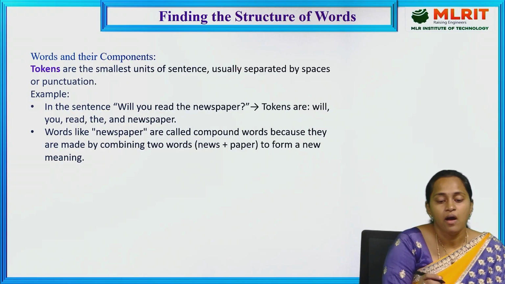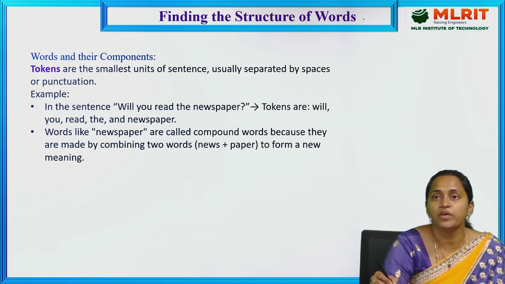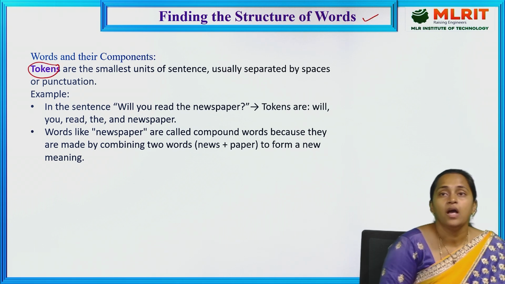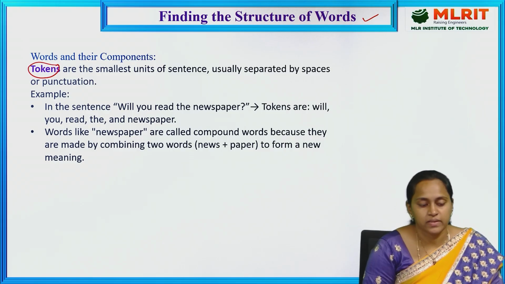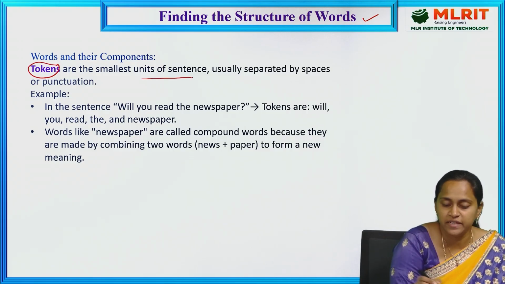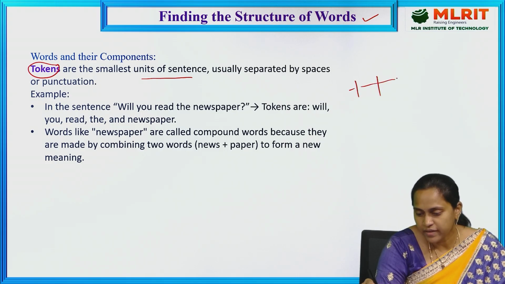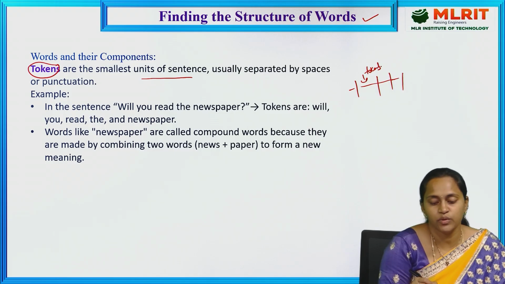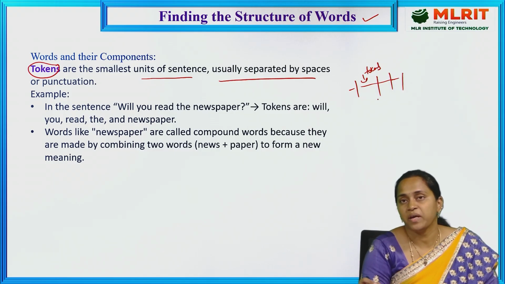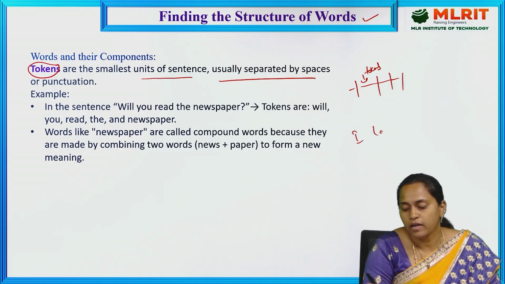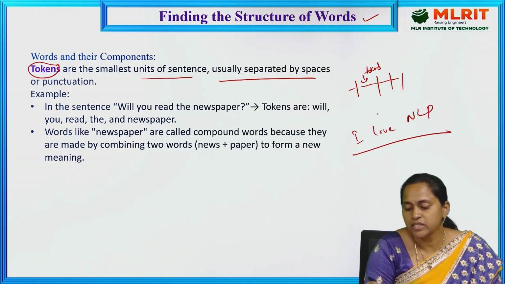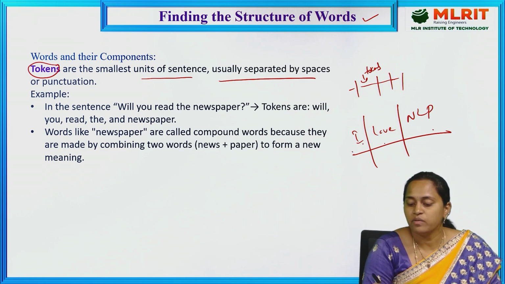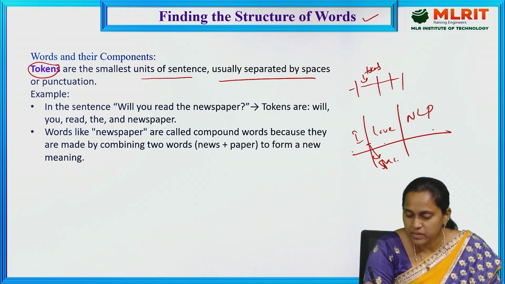Next, let's see finding the structure of words. How do we find the structure of a word? In NLP we call words tokens. They are smaller units of a sentence. Whenever you have a sentence, we divide the sentence into particular units, which we call tokens. They are usually separated by spaces or punctuation. Like, I love NLP. This is a sentence. We break the sentence into 3 units by using the spaces.